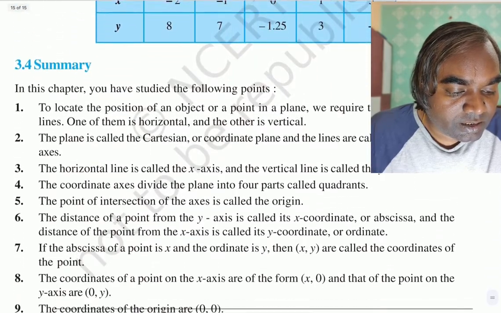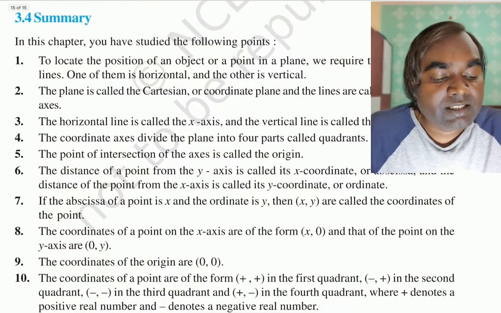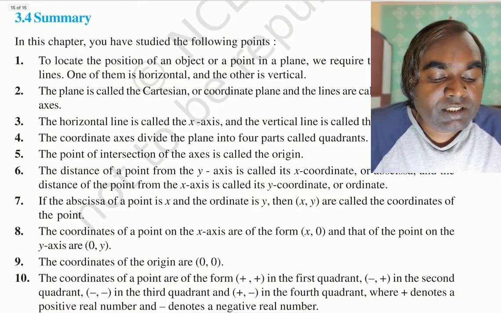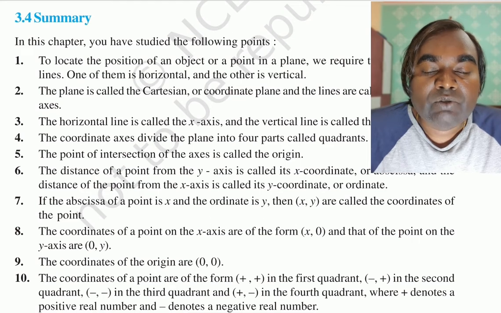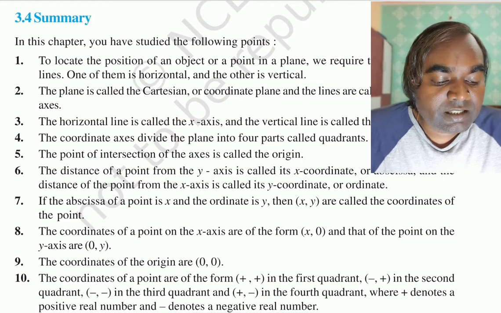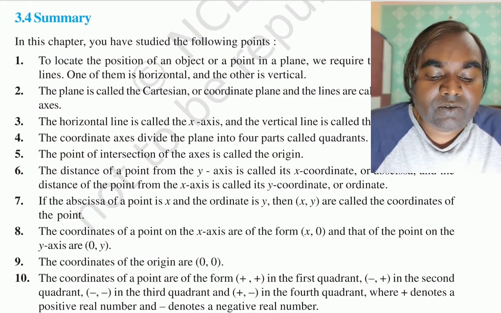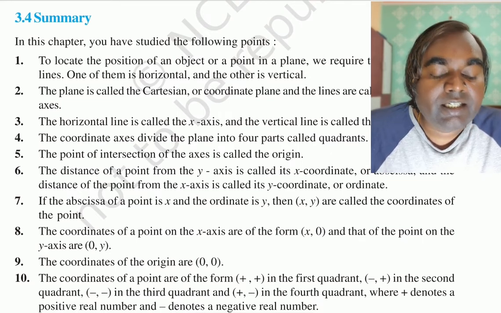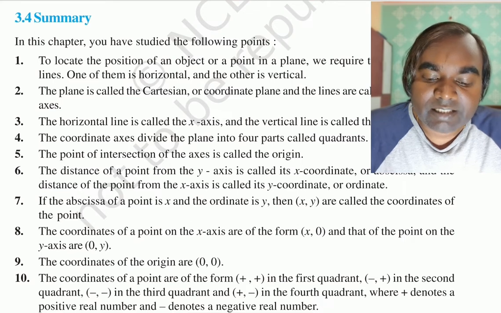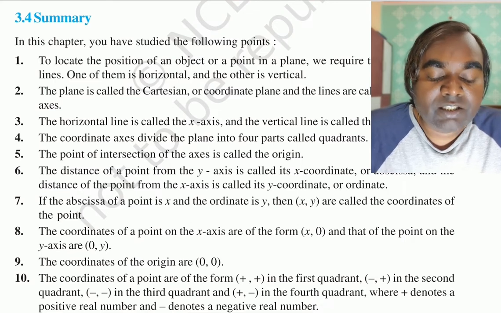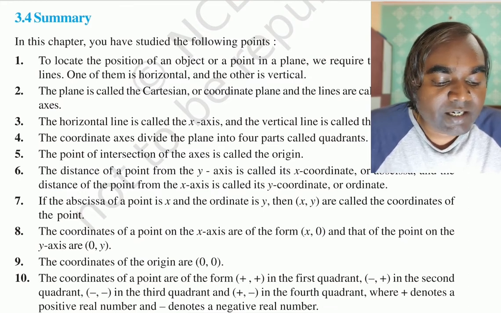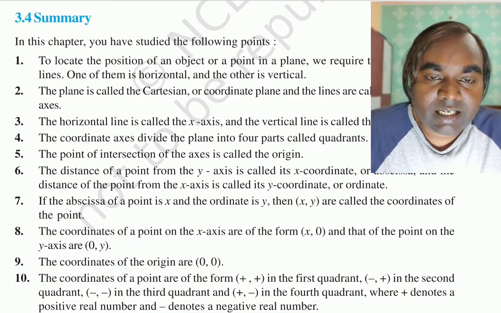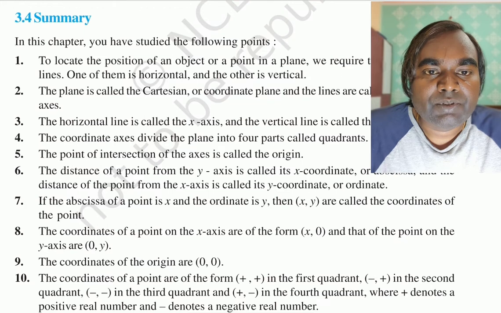So the summary of this video lecture is that to locate the position of an object or a point in a plane, we require two perpendicular lines. One of them is horizontal and another is vertical. The plane is called the Cartesian plane or coordinate plane, and the lines are called the coordinate axes. The horizontal line is called the x-axis and the vertical line is called the y-axis. The coordinate axes divide the plane into four parts, and each of these parts is called a quadrant. The point of intersection of the axes is called the origin, and we generally denote it by the capital O.